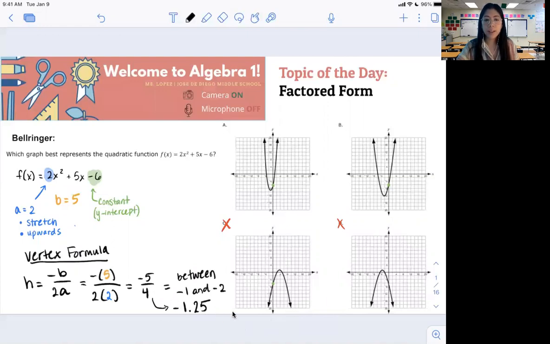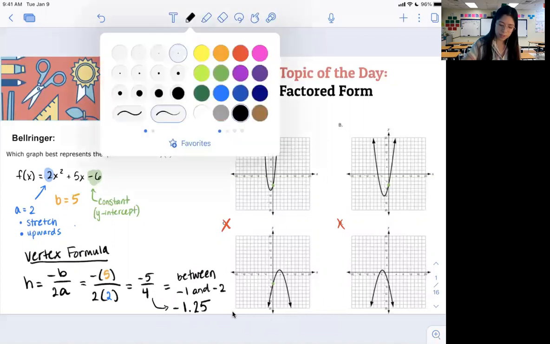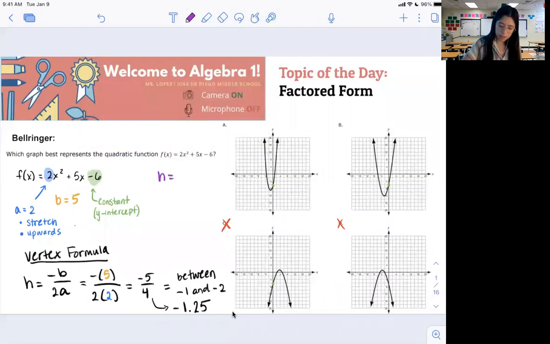So I know that the h value of my vertex is -1.25. So the vertex is at -1.25 comma something. Did you plug it right back into the formula? Oh, I did the opposite. I thought you couldn't simplify the fraction, so I put the fraction in the expression. You can do that too. But here's the thing, you don't have to. And let me show you why.